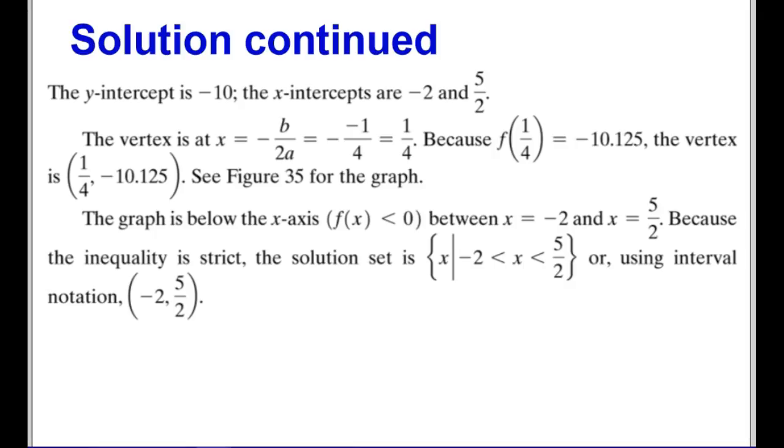Then I'm also going to need to find my vertex, right? And to find the vertex, it's always x equals negative b over 2a. And I find that, and then I plug this back into my equation to find the y value of my vertex. So there's my vertex. So now let's look at our graph.